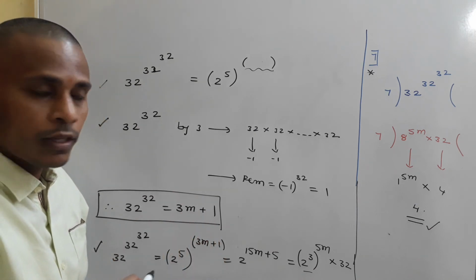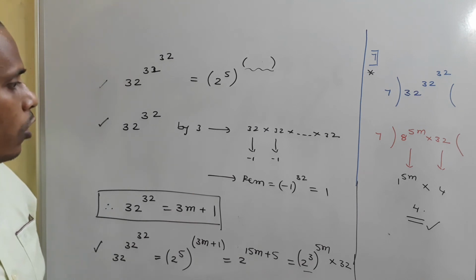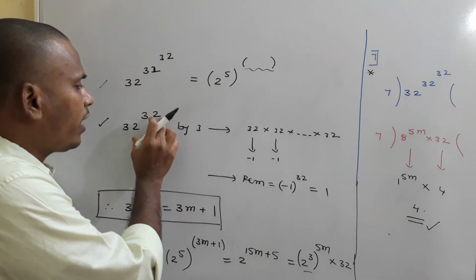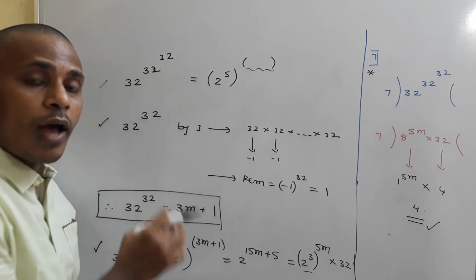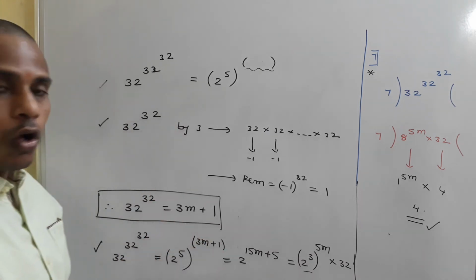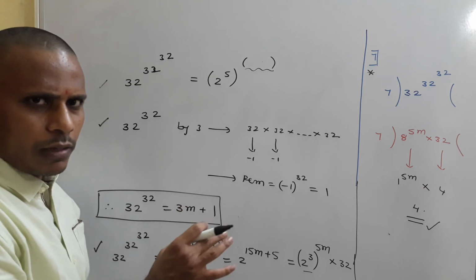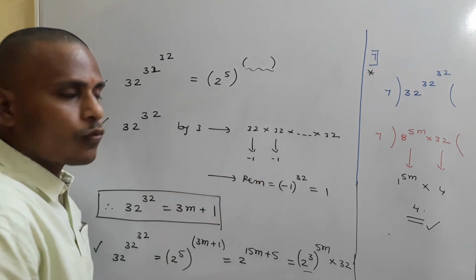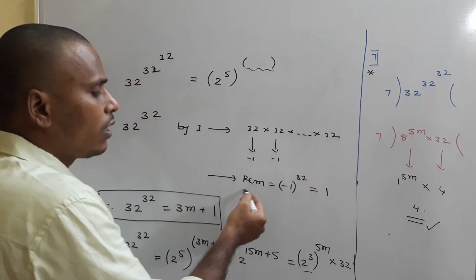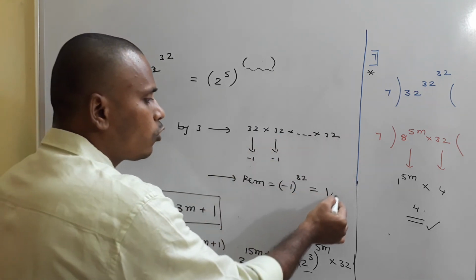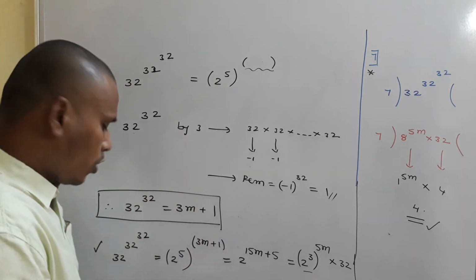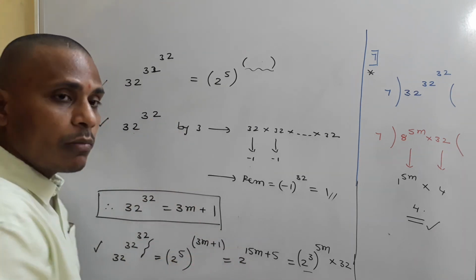Is it clear? You just have a look once again. First of all, I am trying to express this 32 power 32 as some 3 multiple plus 1. Okay? So 3 into something, like that. When you divide this 32 with 3, you are left with minus 1 as remainder, so the total number gives you remainder as minus 1 power 32, and 1 is the remainder at the end. So this number is 3 multiple plus 1. So write this 32 power 32 as 3 multiple plus 1.